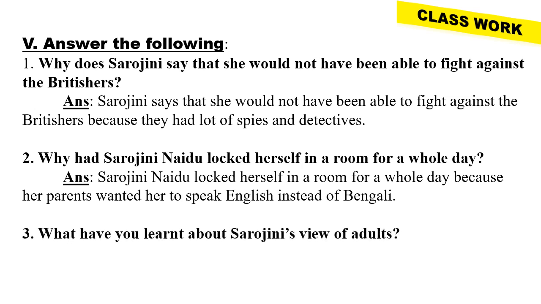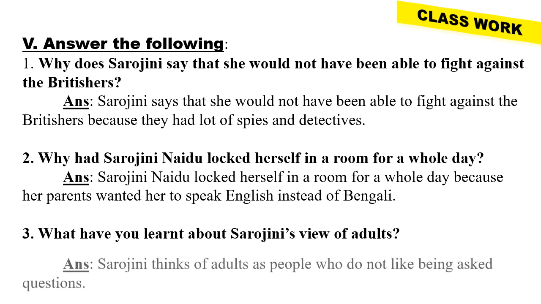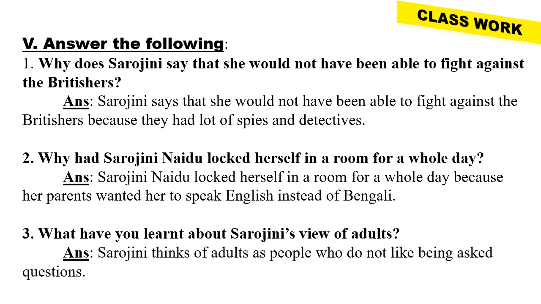Next one, what have you learned about Sarojini's view on adults? Okay, the 12-year-old சரோஜினிக்கு adults பற்றி ஒரு view இருந்துச்சு, அது என்னது? Answer, Sarojini thinks of adults as people who do not like being asked questions. So adults means பெரியவங்க, வளர்ந்தவங்க. Okay, ஸோ பெரியவங்களுக்கு கொஸ்டின் கேட்குறது பிடிக்காது அப்படின்னு சரோஜினி திங்க் பண்ணியிருந்தா. ஸோ தீஸ் ஆர் த 3 questions. Write it down.